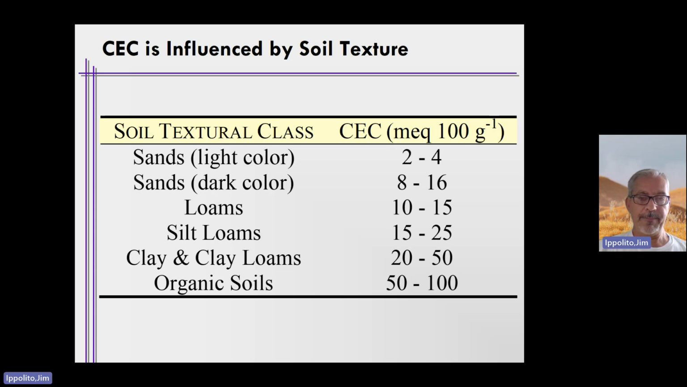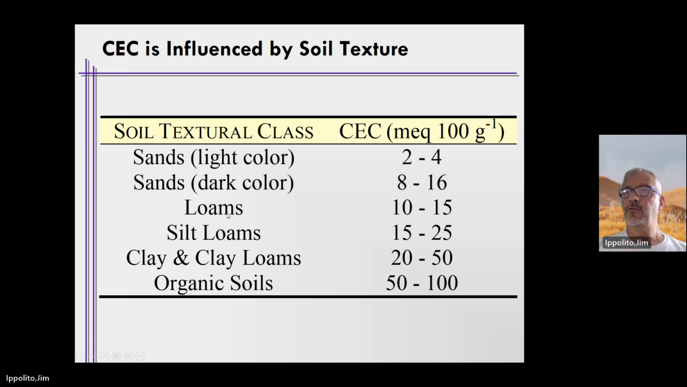That cation exchange capacity is affected by texture, right? So this is the dilution of the organic matter and the types of clays, or the amounts of those types of clays present in soils. So if you're to look at soil texture, light colored sands versus dark colored sands have a range of CEC between 2 to 4 and 8 to 16 roughly.